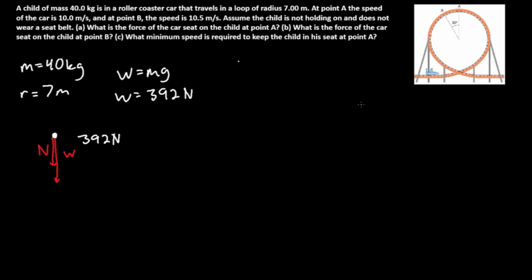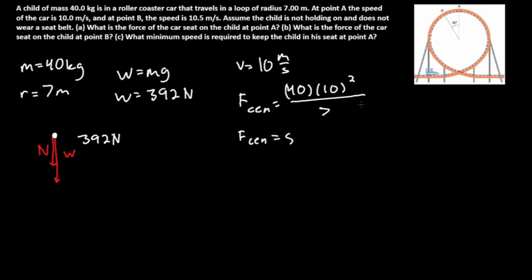So we're given information. Velocity is equal to 10 meters per second at point A. So we can actually calculate centripetal force by multiplying mass, so 40 kilos, by velocity squared over the radius. Once you do that, let's pull my calculator out. You should get a required centripetal force of 571.43 newtons. So once you have this, let's write it down because it's actually important information.